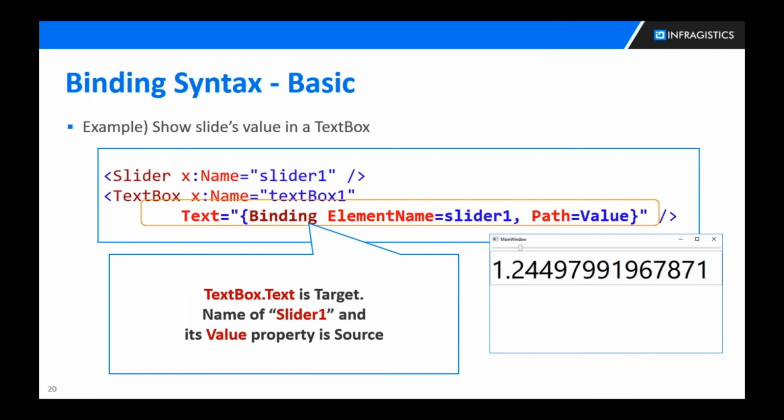So if you want to use data binding, you have two things: one is the target, another is the source. Also, that target should be a dependency property, and you have to set the binding expression for the target property. And you can use options like ElementName, Path, Binding Mode, or UpdateSourceTrigger.